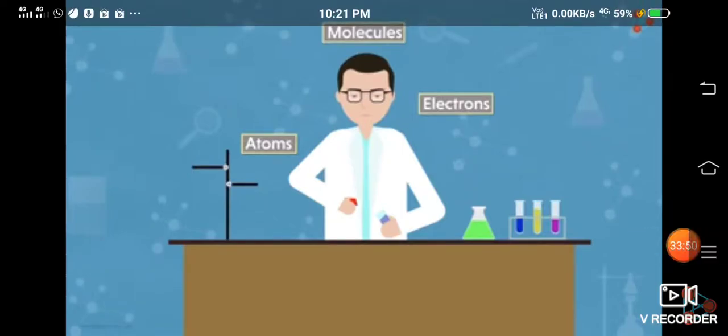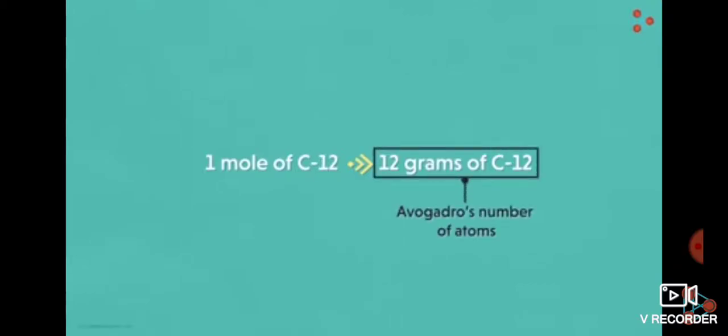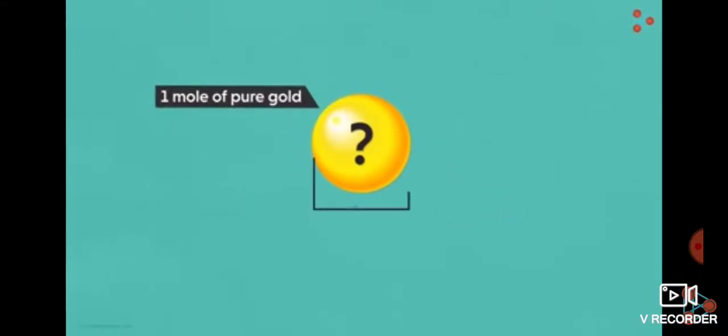Let's talk about one last concept. We know that 1 mole of carbon-12 is 12 grams of carbon-12. That's because 12 grams of carbon-12 has the Avogadro's number of atoms. Now let me ask you a question. If you answer this correctly, it means you've understood the concept of mole. What will be the mass of 1 mole of pure gold? Will it be 12 grams? The answer is no. It will not be 12 grams.